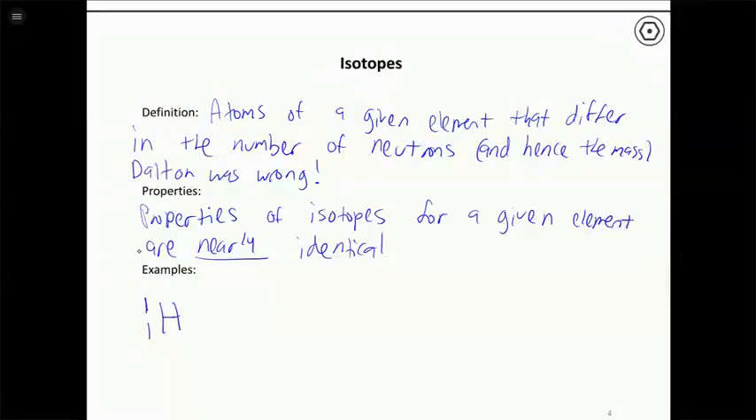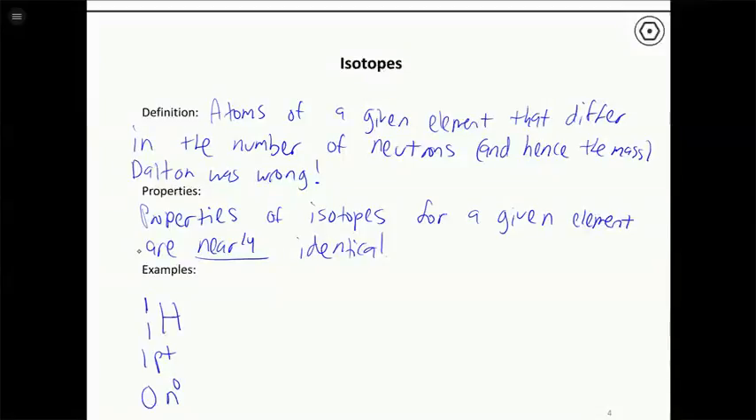We have the symbol, the atomic number, and the mass number. This particular one has 1 proton and 0 neutrons. So this is the only nucleus that doesn't have any neutrons in it. All the rest of the nuclei that exist in the world have at least 1 neutron. But this one has 0 neutrons, so it has this atomic symbol. But we have 2 other isotopes of hydrogen that have been observed.